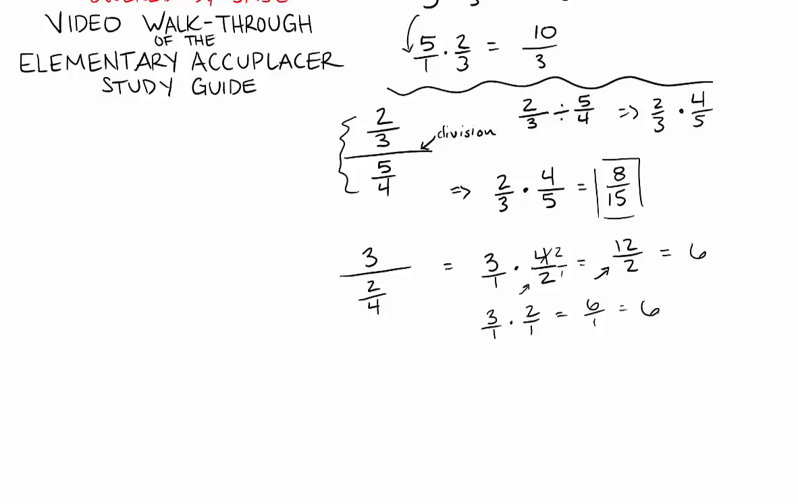But in a lot of cases, reducing is not that easy, and so it behooves us to go this way first and see if we can reduce it before we multiply, because it's a lot easier to reduce fractions before we multiply than after, and we'll see examples of that. But before we go into any more examples of that, let's go over adding and subtracting fractions.